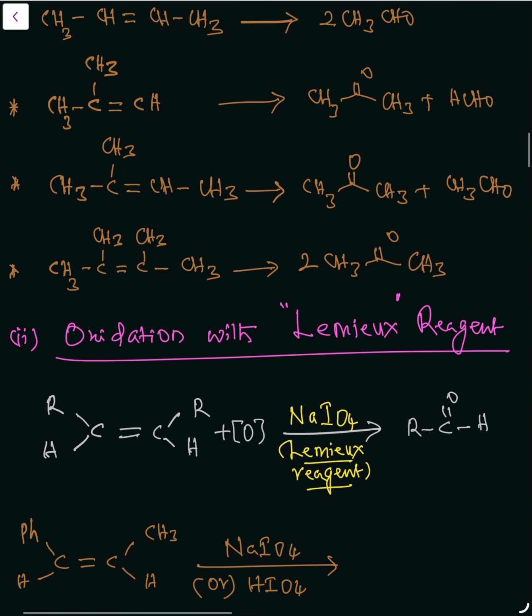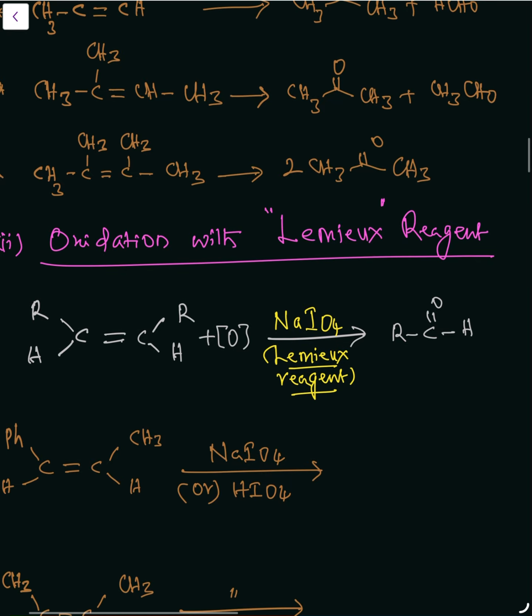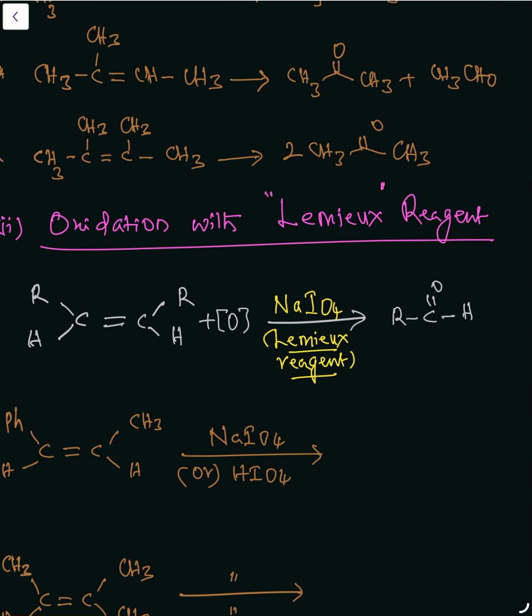Next, same like the ozonolysis reaction, one more oxidation reaction is there. Lemieux reagent is used in this, same as the ozonolysis reaction only. So in this, alkenes on oxidation in the presence of NaIO4, which is called the Lemieux reagent, give aldehyde.